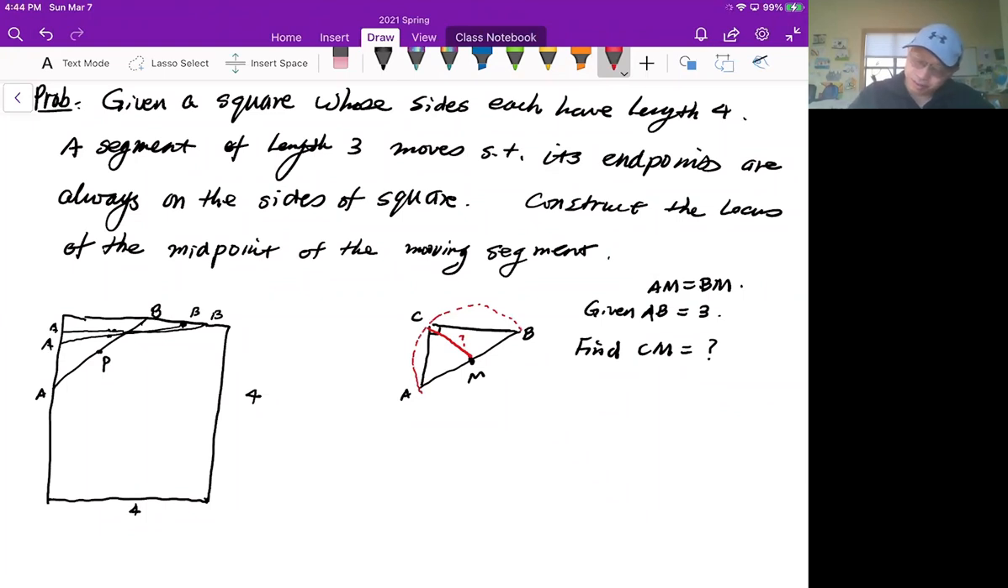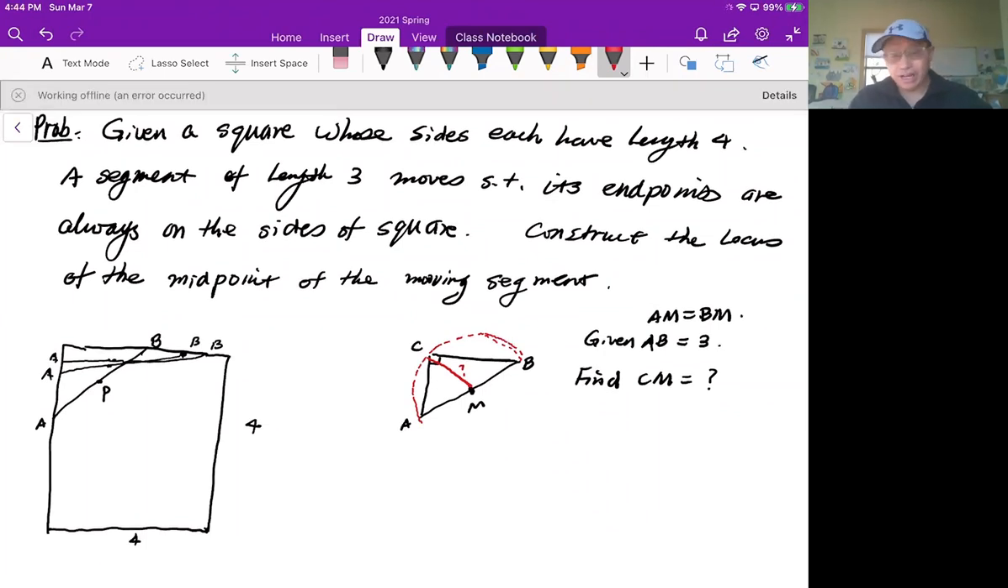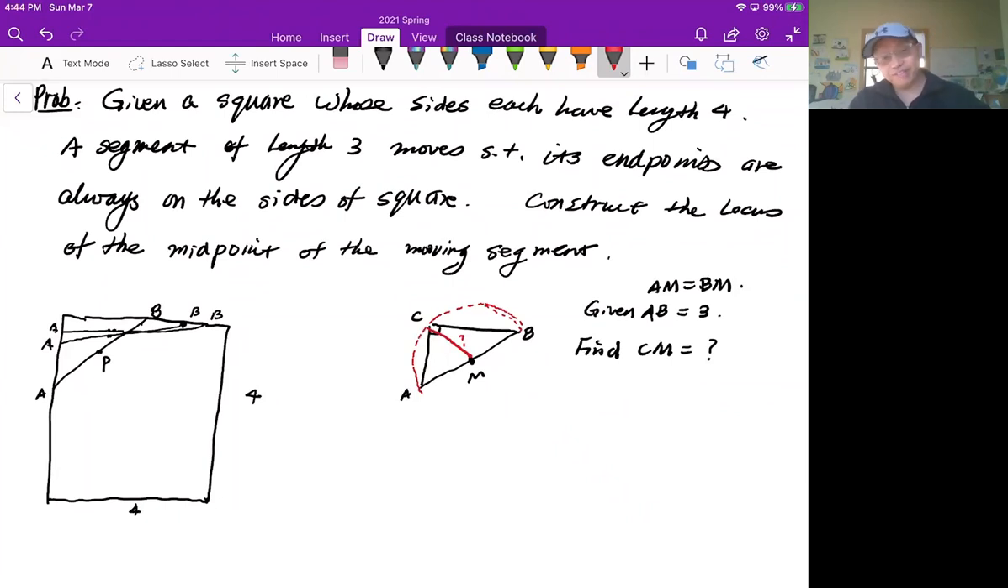So if I draw a semicircle with AB as a diameter and M as the center, then C must be on the circle because ACB is a right angle. Does it make sense? And therefore, CM is just equal to AM and just equal to BM. That's equal to 3 over 2, that's 1.5, right? Okay. So can you go back to the original question here?